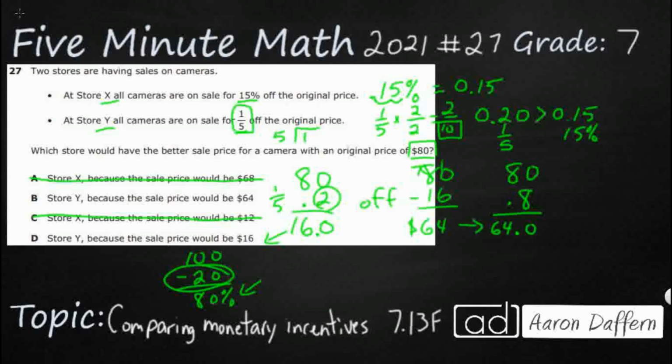And since I went ahead and subtracted this 20 right here, I don't have to do another subtraction. So either way, it looks like you're going to get your answer of $64, and that is going to be B, store Y.